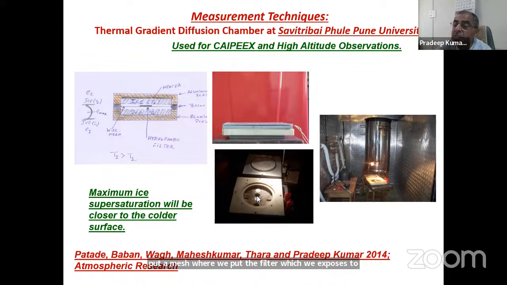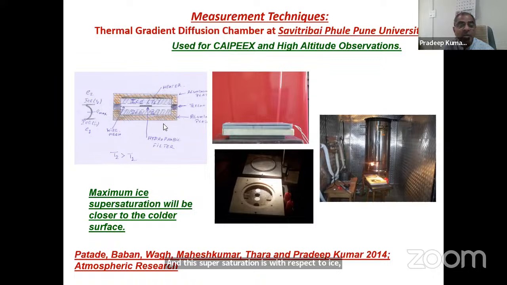And then these two ice layers are kept at different temperatures. The bottom one is kept at a colder temperature, and the top one is kept at slightly warmer temperature. Again, the temperature will be linearly varying. So again, with the Clausius-Clapeyron equation, you can find out the supersaturation which is exerted by this one. And this supersaturation is with respect to ice, because it is with respect to the ice layer. So that will be somewhere closer to the colder surface.